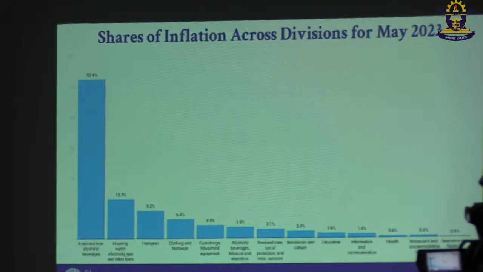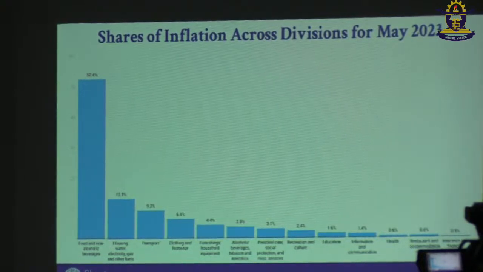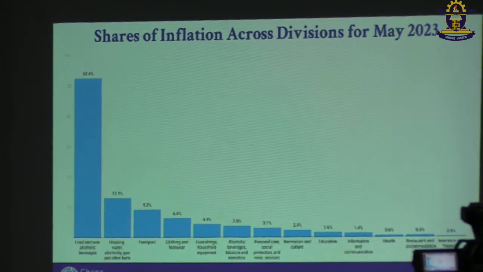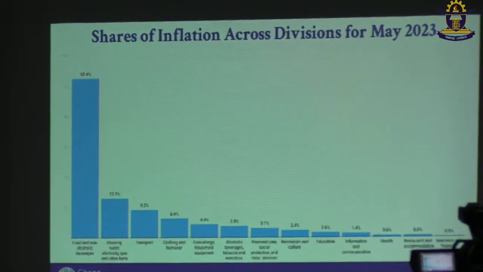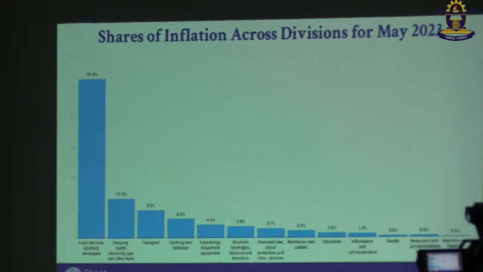We turn away from the levels of inflation and from the 13 divisions point of view, identify the divisions that are contributing the most to the rate of inflation that was recorded for the month of May 2023. Across the 13 divisions, the top 3, namely food and non-alcoholic beverages, housing, water, electricity and gas, and transport, almost contributed 3/4 to the overall inflation, with food and non-alcoholic beverages contributing more than 50% to the rate of inflation that was recorded in May 2023.